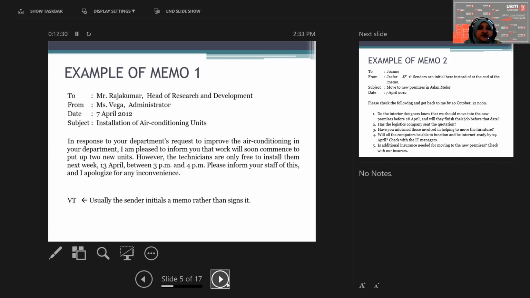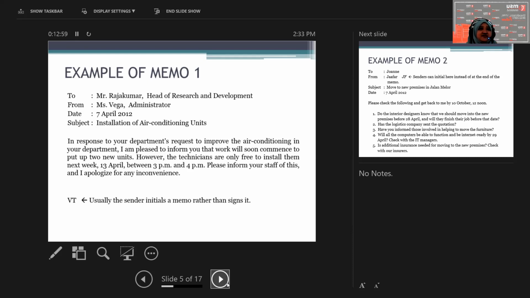Okay, so in response to your department's request to improve the air conditioning in your department, I am pleased to inform you that work will soon commence to put up 2 new units. However, the technicians are only free to install them next week, 30th of April, between 3 to 4 p.m. So please inform your staff of this, and I apologize for any inconvenience. Okay, so the purpose of this memo is to deliver this message.